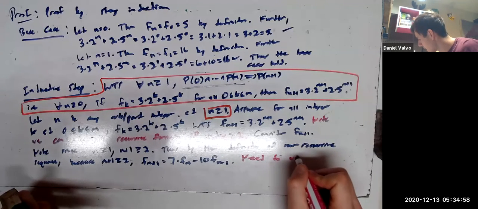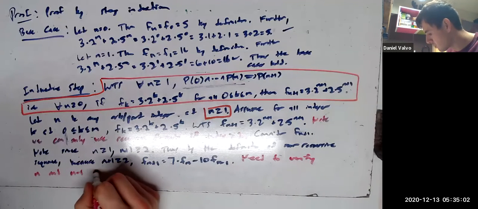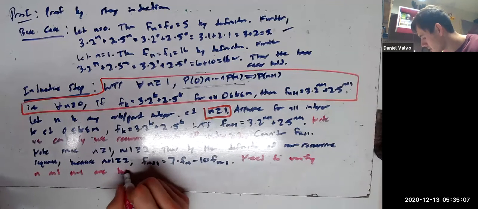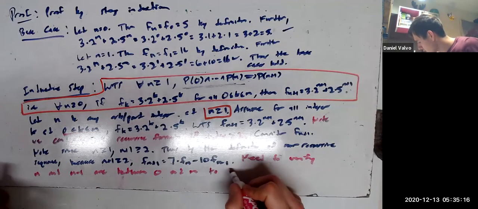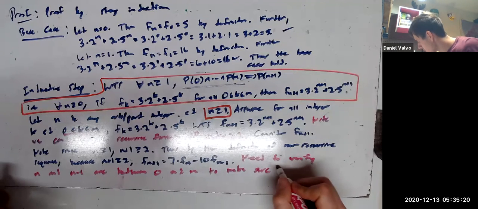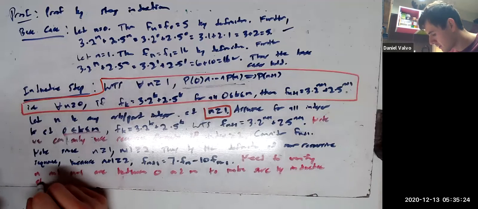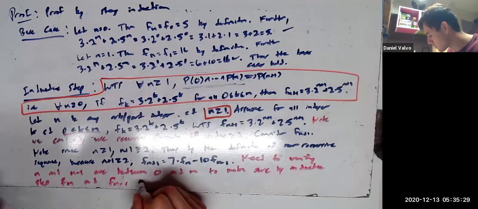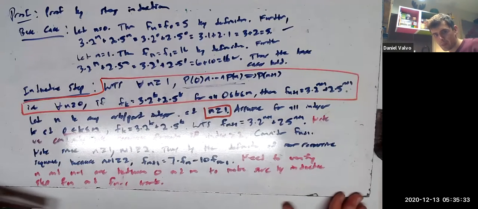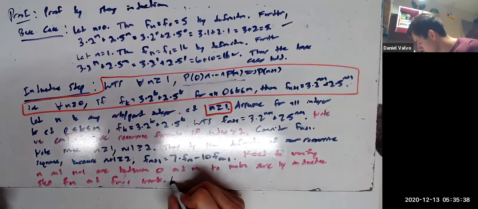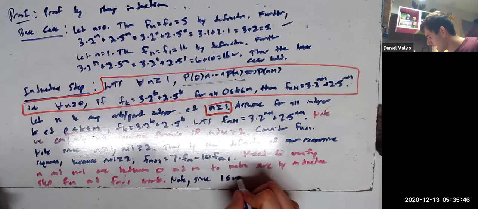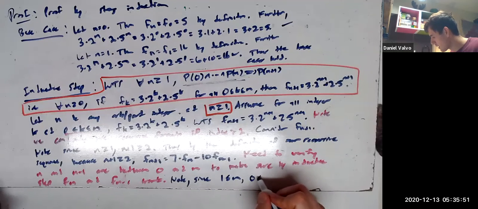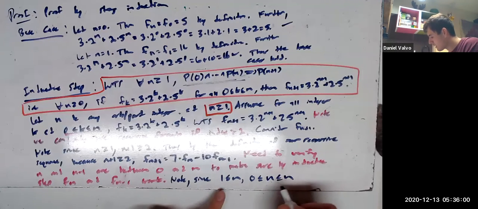So we need to verify n and n minus 1 are between 0 and n, to make sure by the inductive step f of n and f of n minus 1 work. So that's what we're doing now. What I'll say is, note that since we have n is greater than or equal to 1, we'll certainly have that n is greater than 0 and greater than or equal to n.